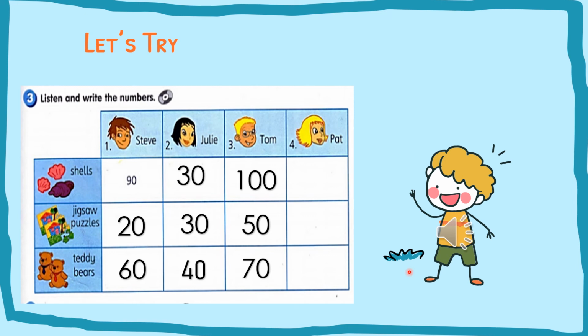4. Pat, how many shells have you got? I have got 80 shells. 80 shells? Have you got any jigsaw puzzles? Yes, I have got 40 jigsaw puzzles. How many teddy bears have you got? I have got 30 teddy bears.